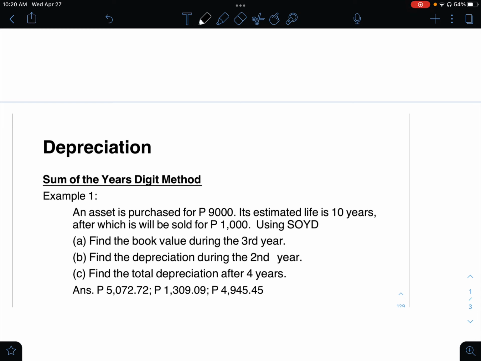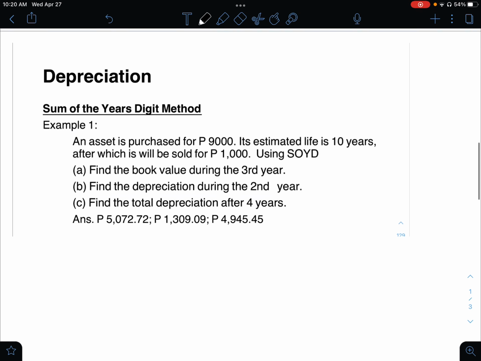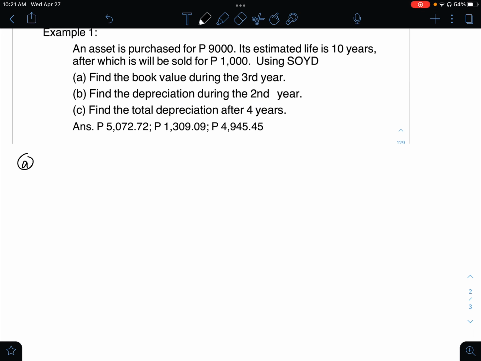Let's try solving the following. For letter A, find the book value for the third year. The question is the book value. We have the given first cost, which is 9,000 pesos. Our L is 10 years estimated life, and our salvage value is 1,000 pesos, after which this will be sold for 1,000.